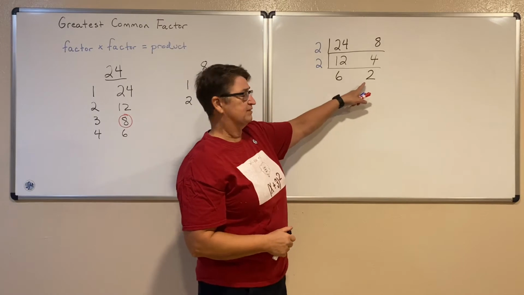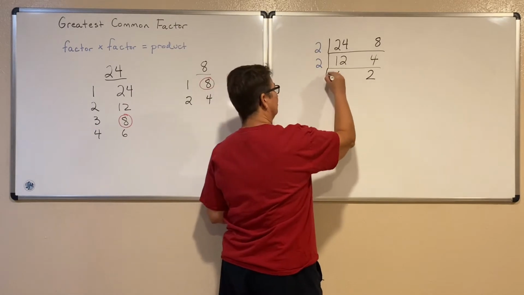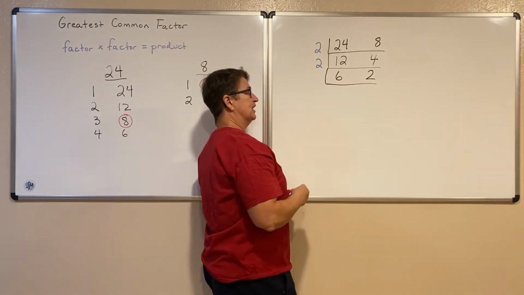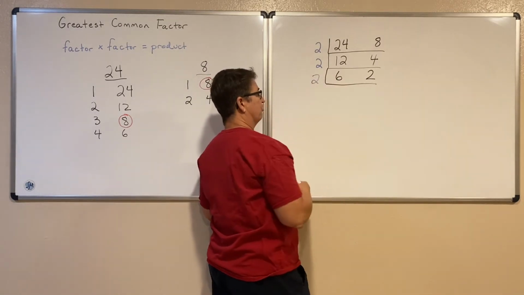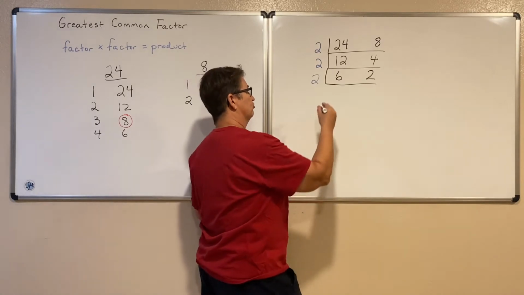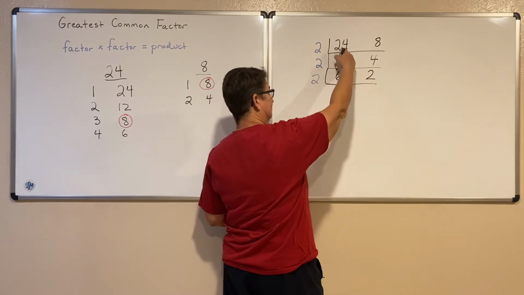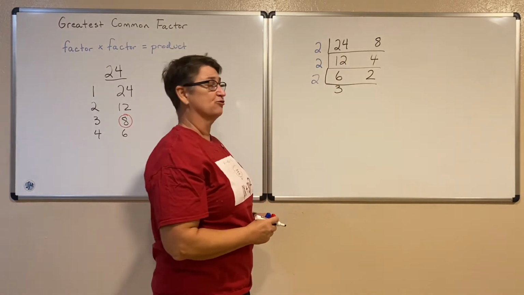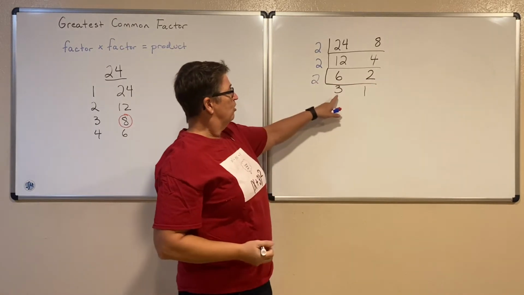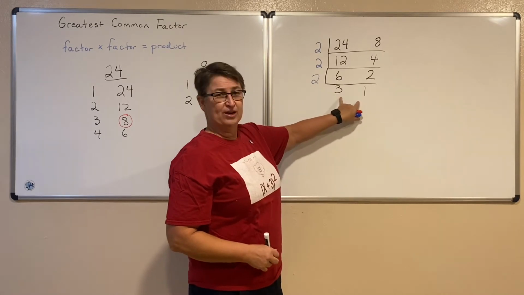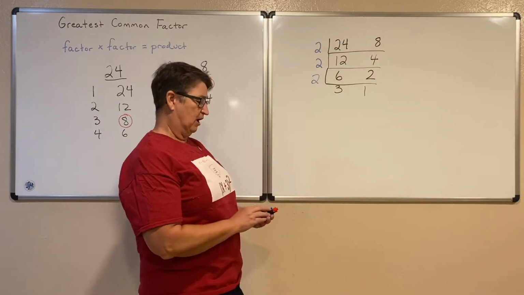I'm going to look again to see if they have anything in common. And 6 and 2 do have 2 in common. They're still even, so again I could divide by 2. 2 goes into 6 3 times. So 2 and 3 are factors of 12. 3 is also a factor of 24, 6 is a factor of 24, 12 is a factor of 24. Those are all factors of 24. 2 goes into 2 one time. Now, when I look, this 3 and this 1 don't have anything in common except for 1. It's the only factor they have in common. So I'm going to stop there.